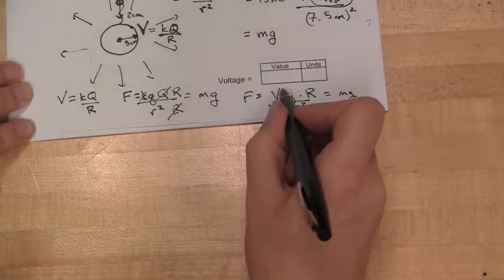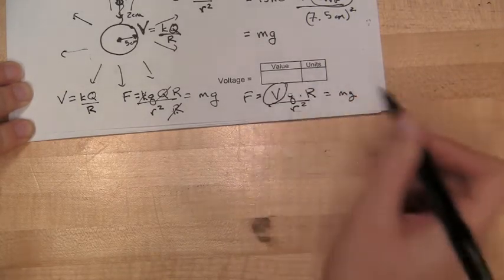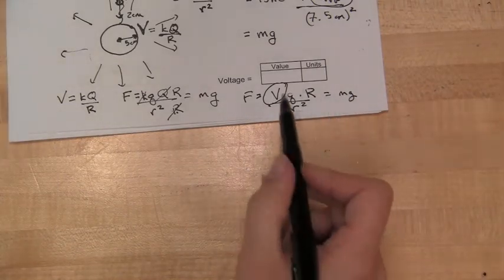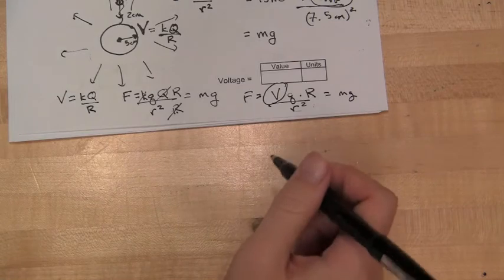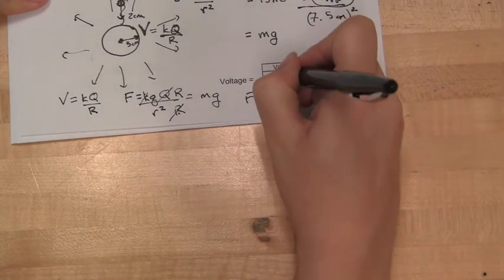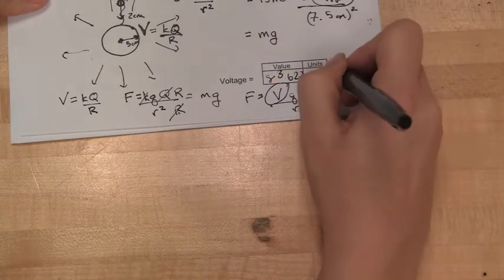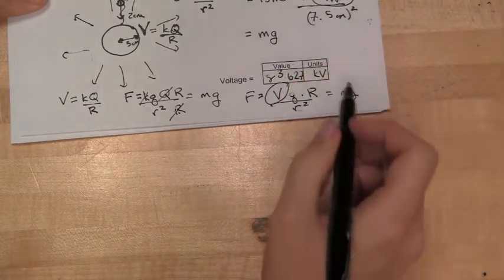So now we can solve for this. This is what we're looking for, the potential, and these other things are known. So if you solve for the potential, then you get 83.627 kilovolts.